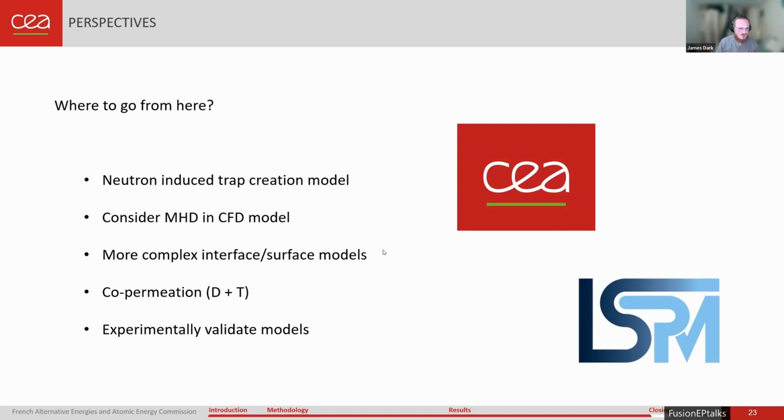Also like to look into more complex interface and surface models, potentially some co-permeation, so accounting for deuterium that's coming from the plasma. And also we'd like to hopefully get a chance to do some experimental validation. Like I know that within the WP-BB package, there's some work, I think by CMAT, for looking at that value in particular for solubility of hydrogen in lithium lead, and doing some more work with lithium lead. So yeah, that's where we go on from here.